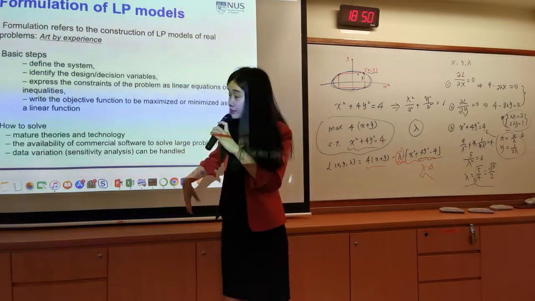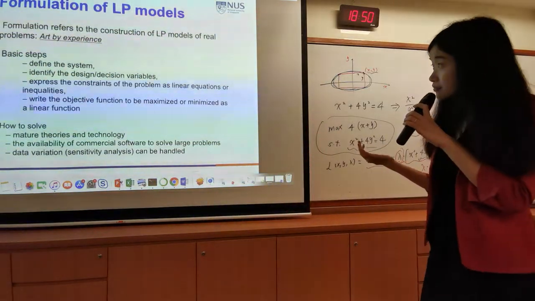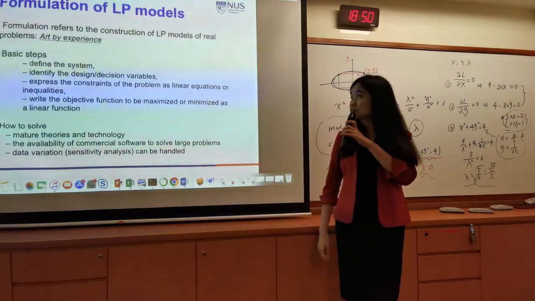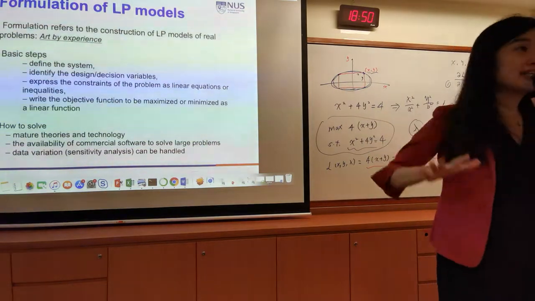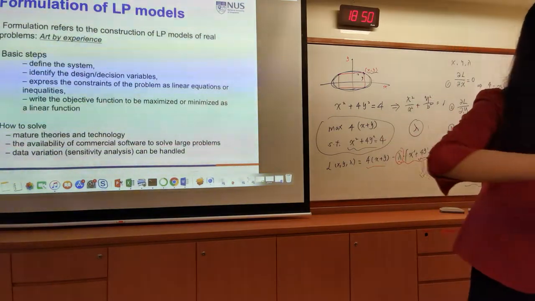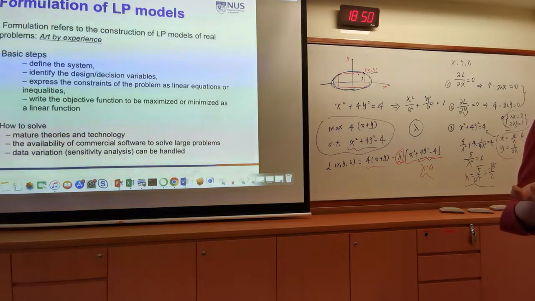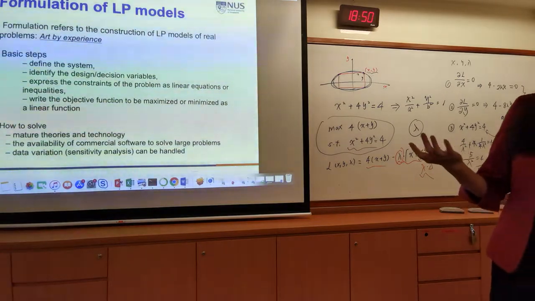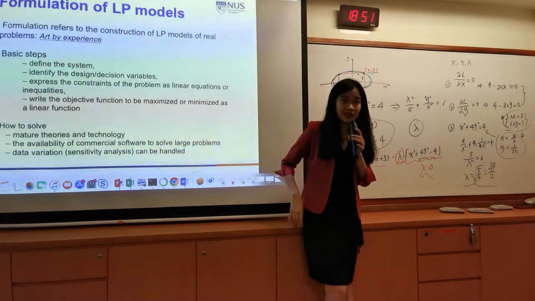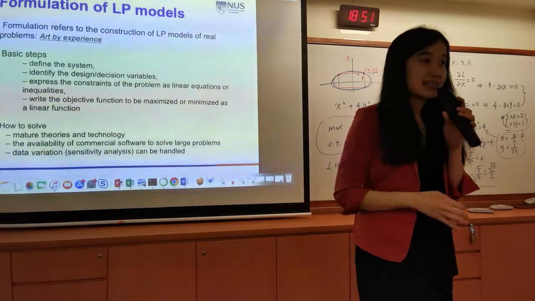You need to define your system, go to your system boundary, what you will study, identify the decision variables, the design variables, and then express the constraints of the problem. Here they must be linear equations or inequalities. Of course the world is not linear, it's not always a straight line connecting all the points, but when you formulate, it's always based on some assumptions. You have unit price multiplied by quantity to give you the total cost. Those linear concepts can be helpful in formulating LP models. Also, your objective function needs to be linear. It is either maximized or minimized, but it is a linear function.